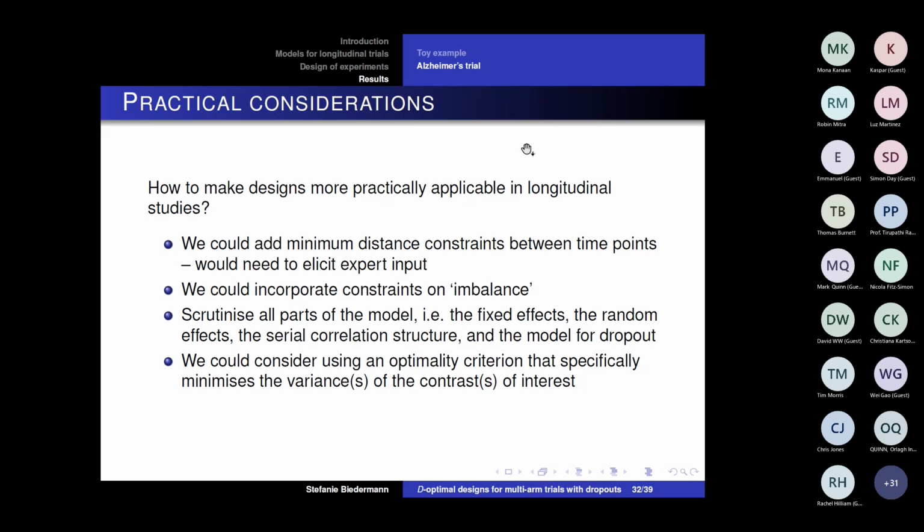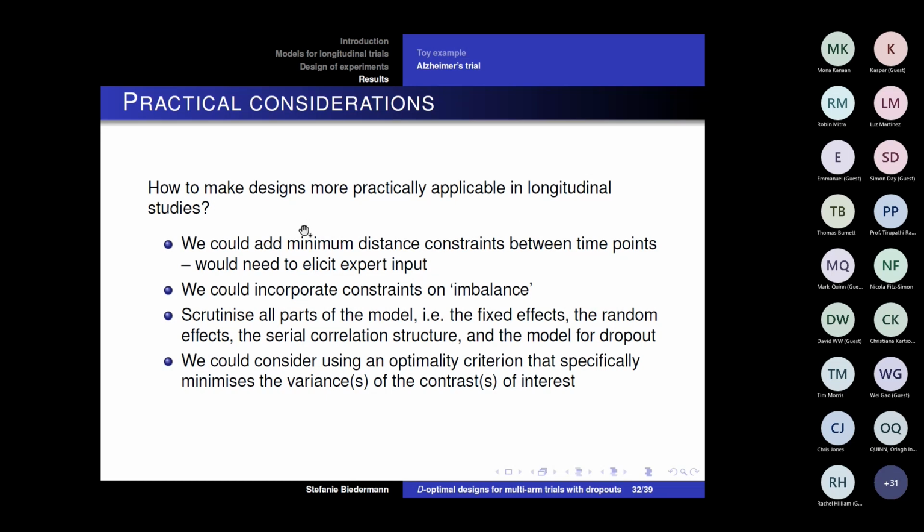Okay, so I think there's a lot of work still to do, and we need to make the designs more practically applicable for longitudinal studies. The type of designs we are finding might work fine if you're just running some chemical reaction and can measure whenever you like, and this is the design that gives you the most information about your chemical reaction. The design we found is maybe not very practically applicable in a clinical study. So the question is, what can we do about that?